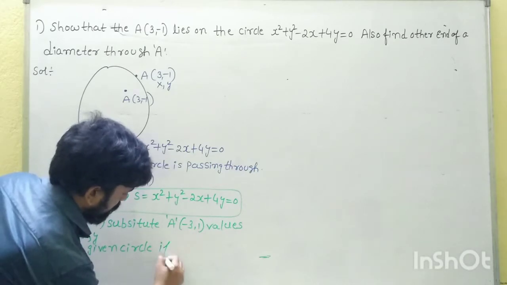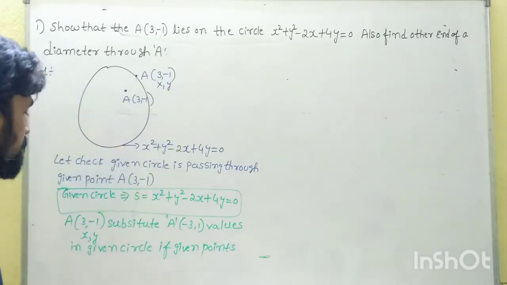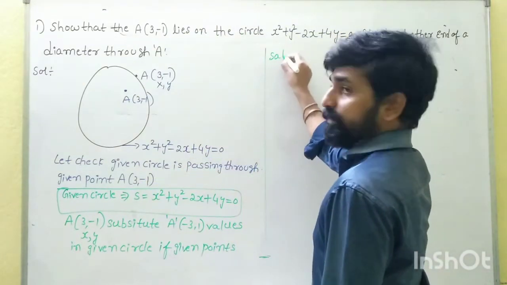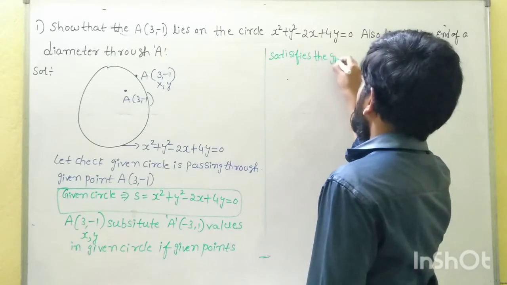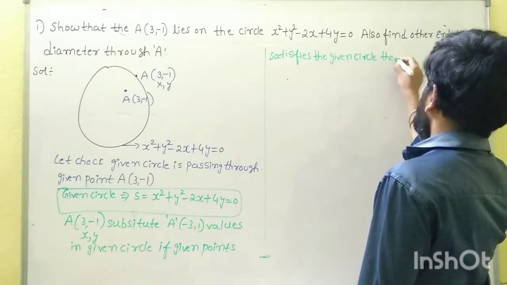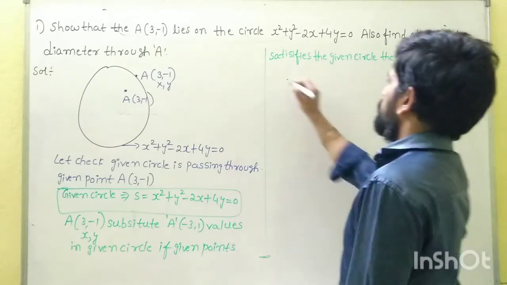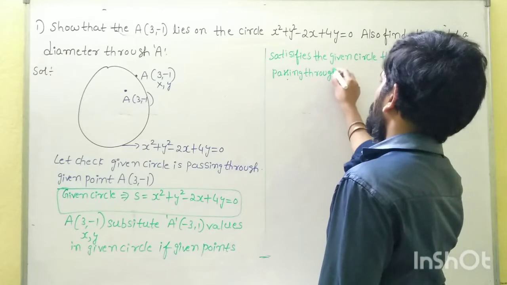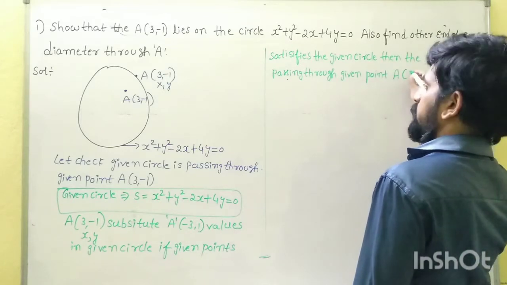If the given point satisfies the given circle, then the circle is passing through the given point A, that is 3 comma minus 1.